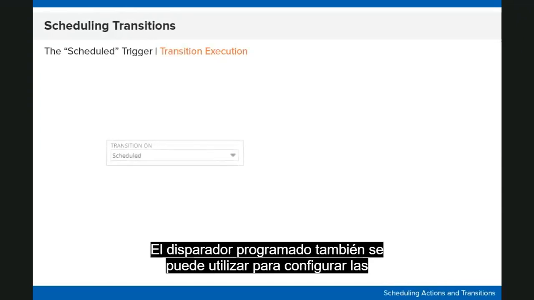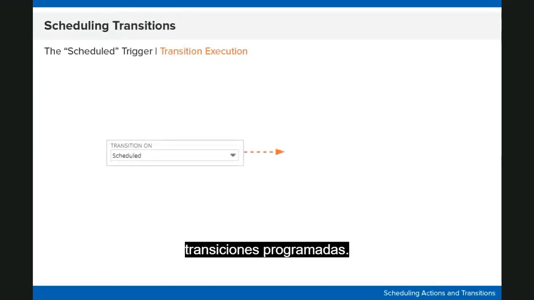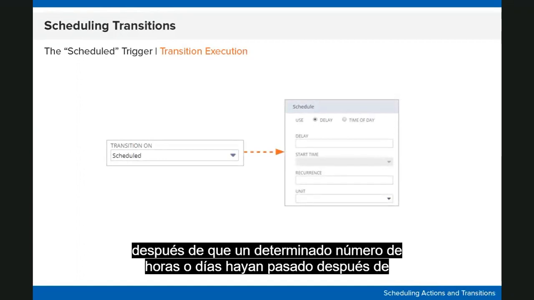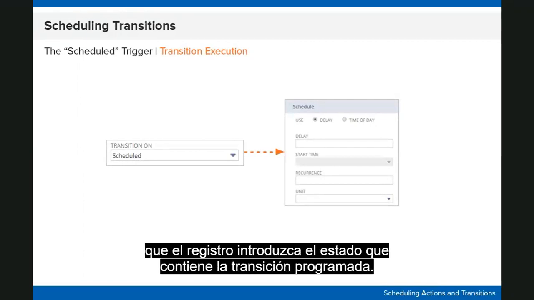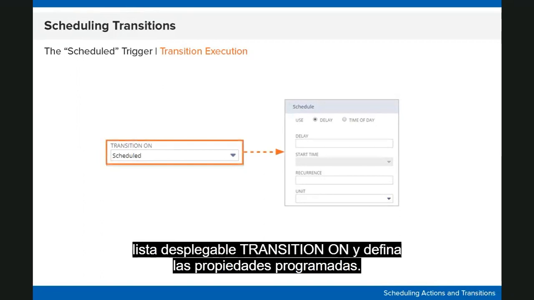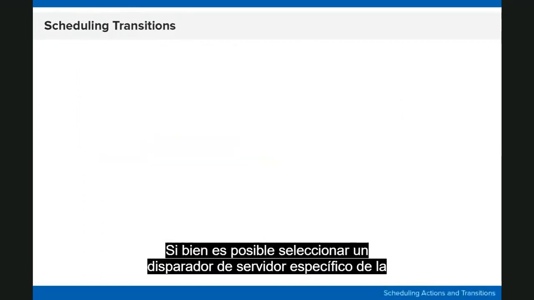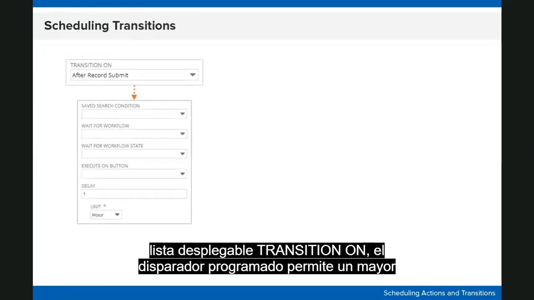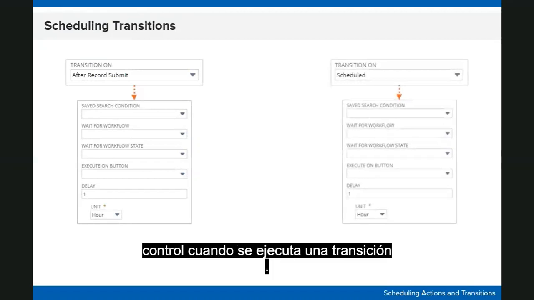The scheduled trigger can also be used to configure scheduled transitions. Like actions, you can schedule a transition to execute after a certain number of hours or days have passed after the record enters the state containing the scheduled transition. To schedule a transition, simply select Scheduled from the Transition On drop-down list and define the scheduled properties. While it is possible to select a specific server trigger from the Transition On drop-down list, the scheduled trigger allows for more control over when a transition executes.